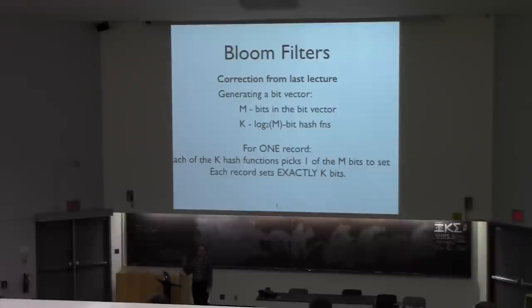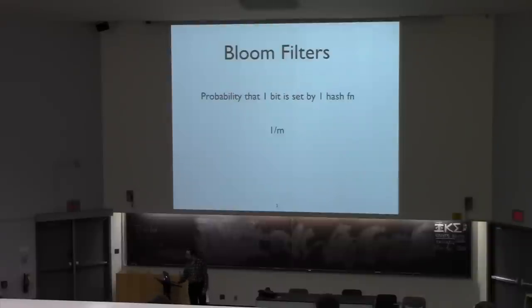Let's look at one bit, one hash function. What's the probability that that one hash function will set a single bit to one? One over m. Yep. All right, let's refine that. What about the probability that one bit is not set to one? One minus one over m. Okay, good. Still simple.